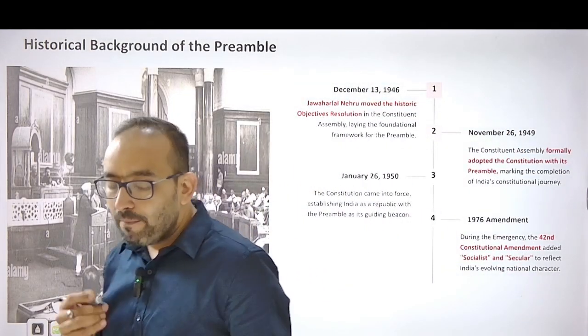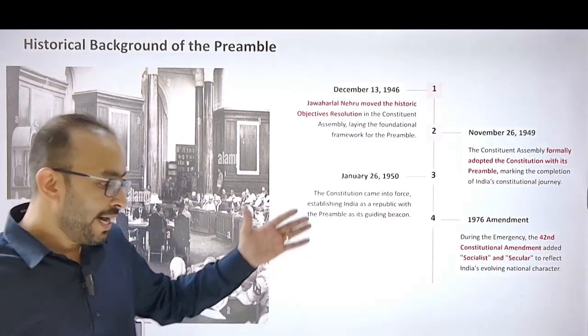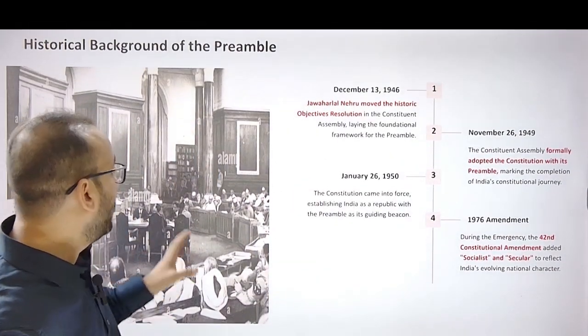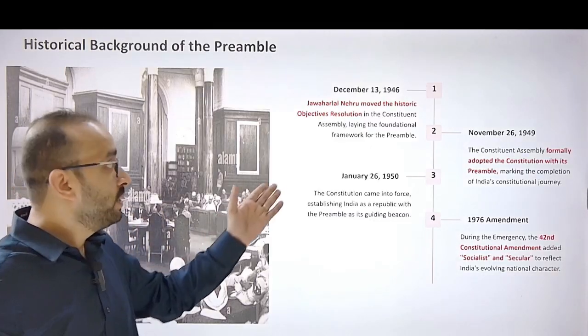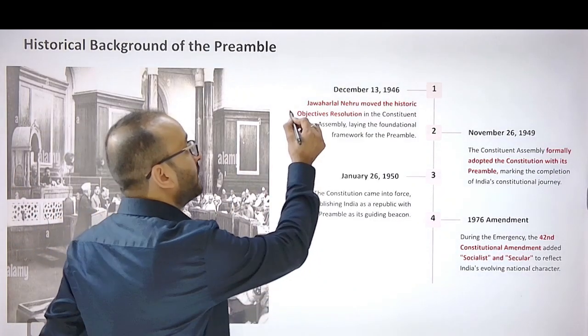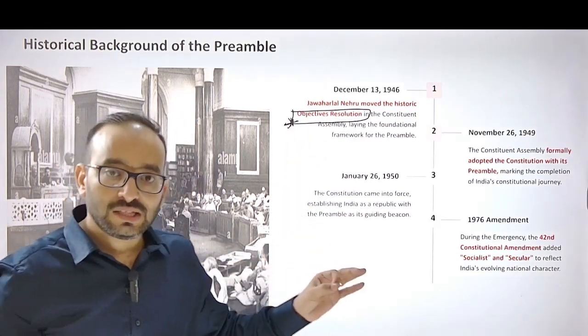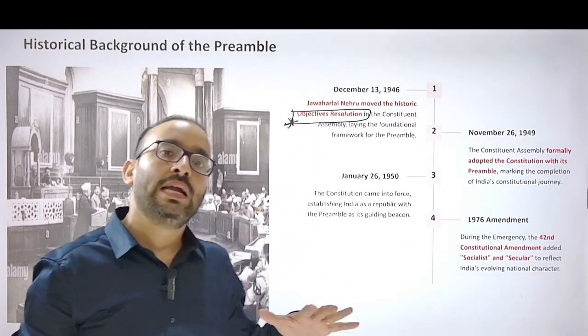How the preamble has come into existence. That is what is the meaning of historical background. So this is the picture of the Constituent Assembly, and Jawaharlal Nehru was reading out the objective resolution. So this is the point from which we can trace the origin of the preamble in the Indian Constitution.